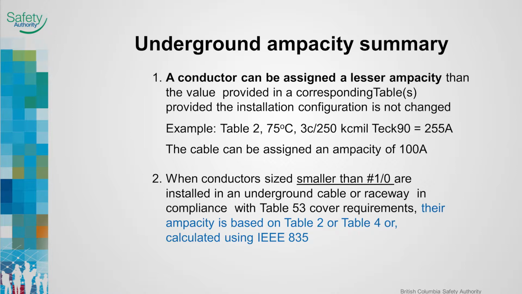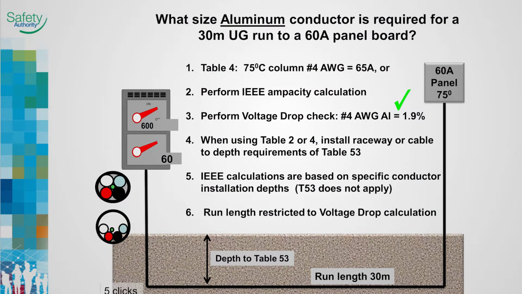The ampacity of conductors sized smaller than 1/0 remain the same for the underground and above ground portions of the run. A voltage drop calculation should always be done to confirm the size selected will comply with Rule 8-102. The underground portion must be installed to the minimum depth requirements of Table 53. Since the allowable above ground and underground ampacities are the same, there are no transition length restrictions in the run. There may be voltage drop considerations.